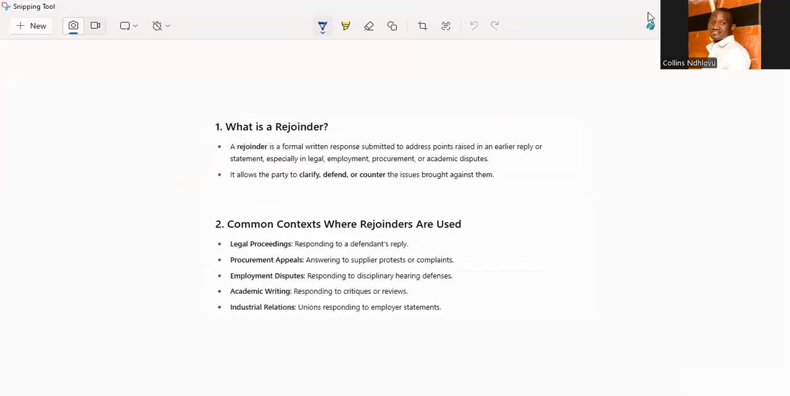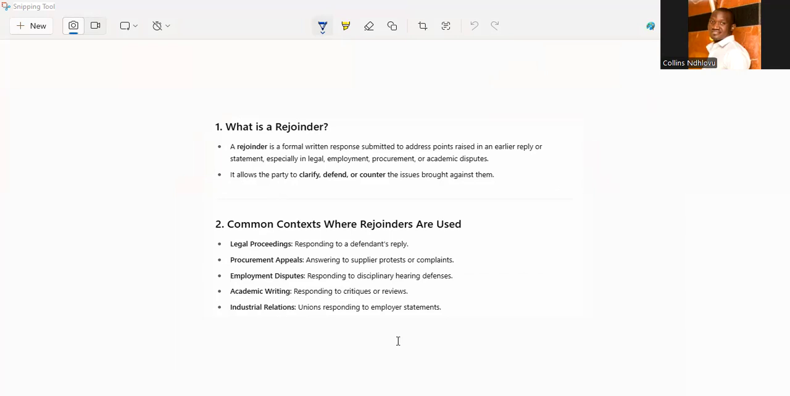It's a formal written response that is submitted to address points raised in an earlier reply. Okay. What is a rejoinder? And we had situations where we had rejoinder issues at our workplaces. So these are some components.